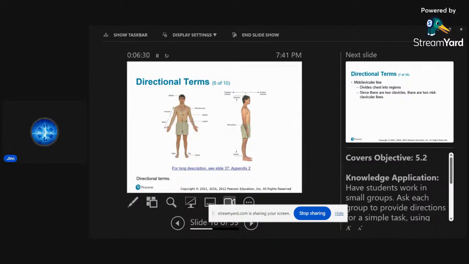They're talking about some planes. The one on the right is the mid-axillary line, and then the other one is the midline. So the midline divides the body right and left. The mid-axillary divides it front and back.